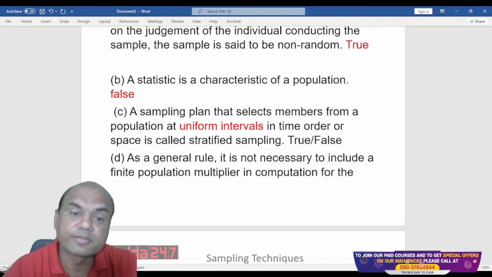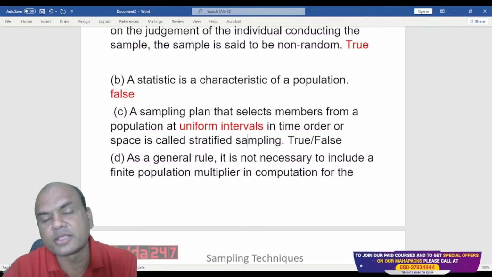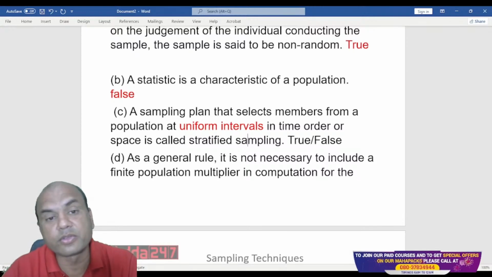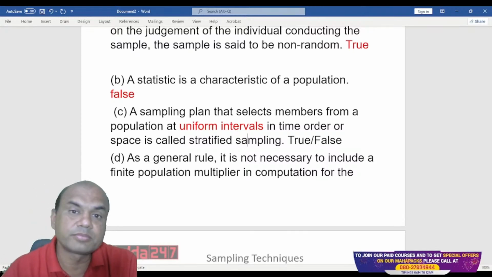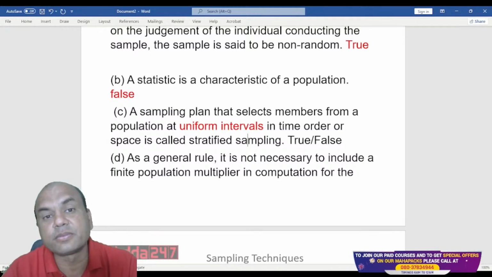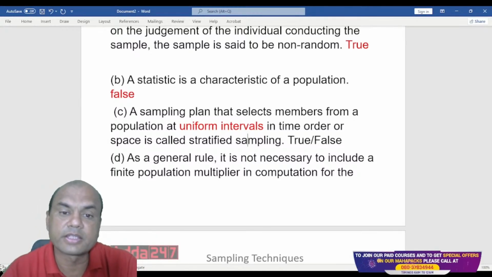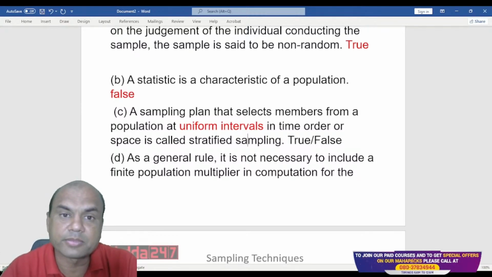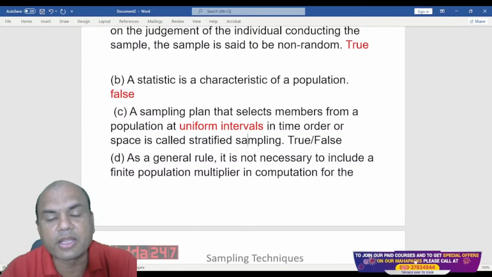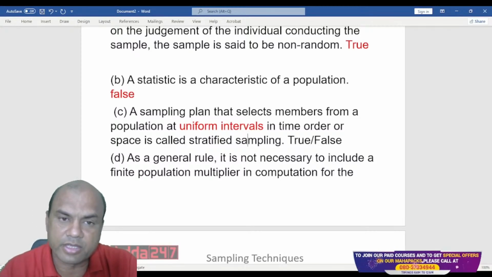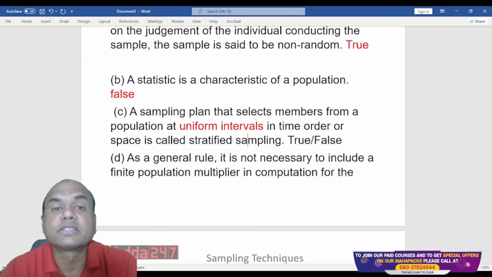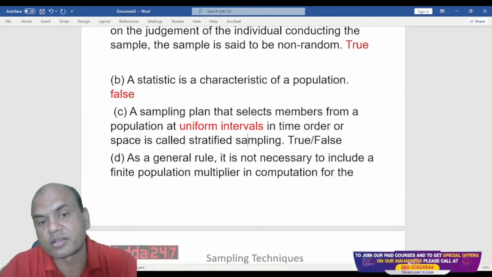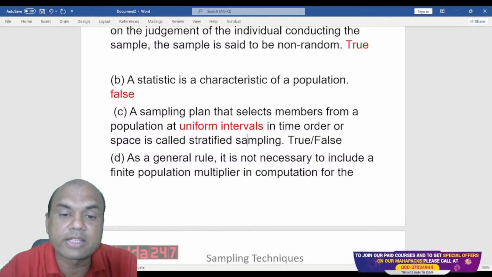Firstly, what are the types of sampling? Probability sampling. There are four types of probability sampling. What are those? Type in the comment section. One is simple random. Second is systematic. Third is stratified. And fourth is cluster. Got it? So here, is stratified the right answer or no?